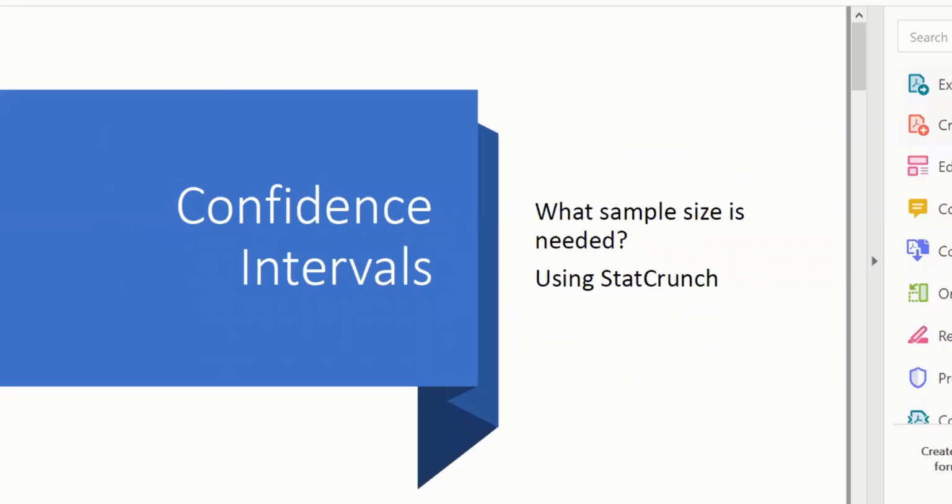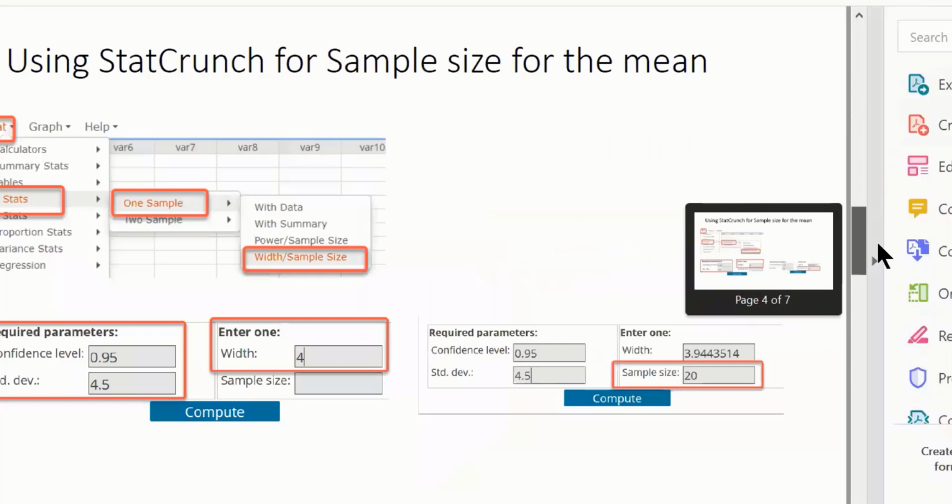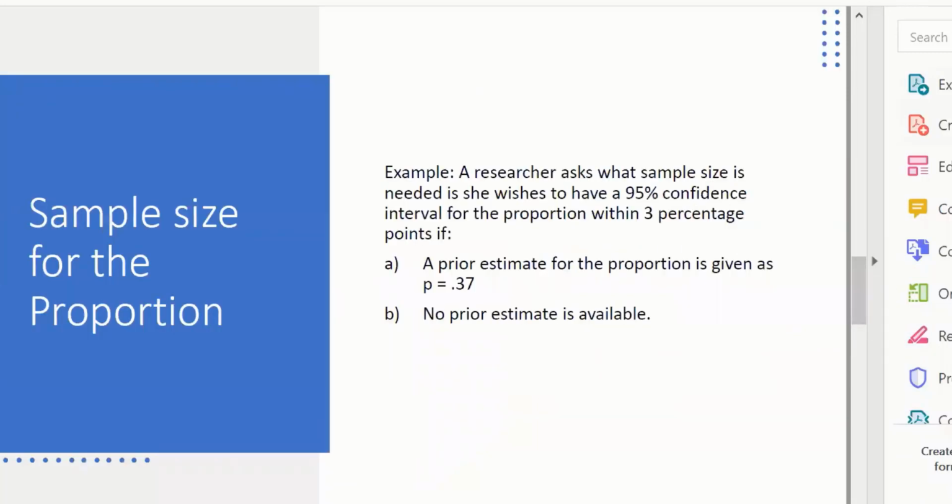Last time we looked at that for the mean, and we're going to look at it now for the proportion. So I'm going to skip down to look at it for the proportion.